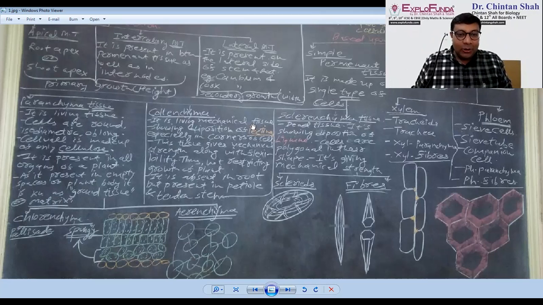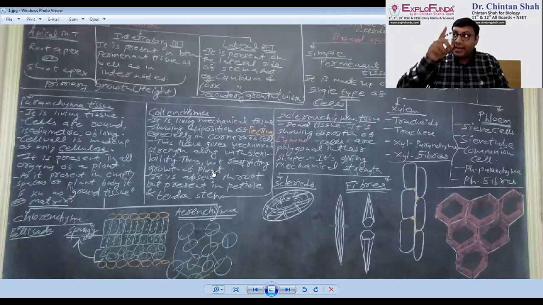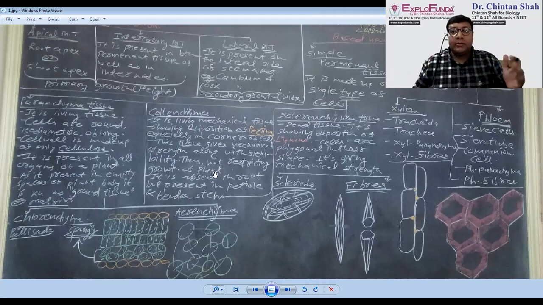So collenchyma is a living mechanical tissue showing deposition of pectin, especially in the corners of the cells. This tissue gives mechanical strength along with flexibility, thus not restricting the growth of the plant. So this tissue is flexible, and it is also giving mechanical strength. It's doing both things simultaneously, and that's the amazing thing.